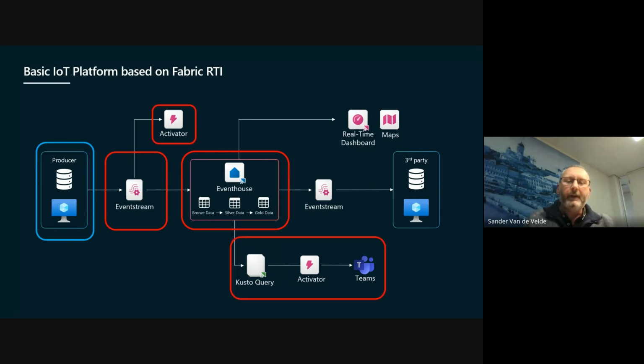And from there, we can start acting on that data that comes in, either raw from the event stream directly to the so-called activator, or we can use the event house as a source with custom queries to, for example, send a message towards Teams. And last but not least, there's dashboarding. Of course, Microsoft Fabric knows Power BI, but next to Power BI, we also have real-time dashboards and even dashboards which are specialized in geospatial data maps.